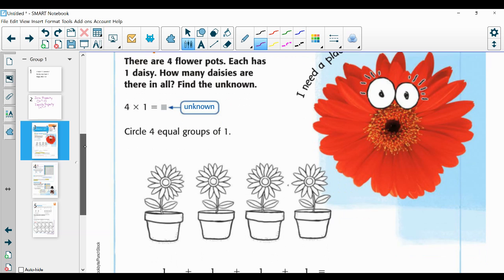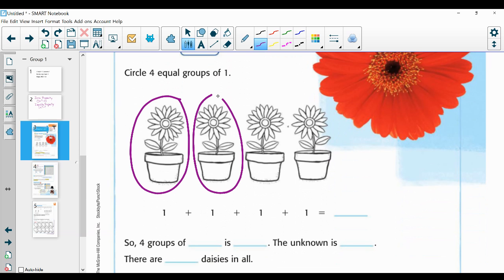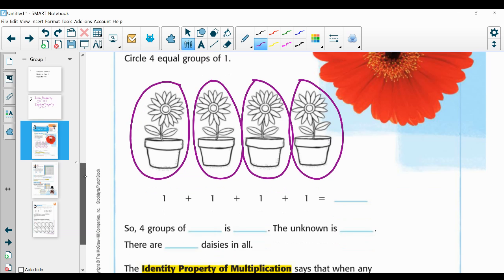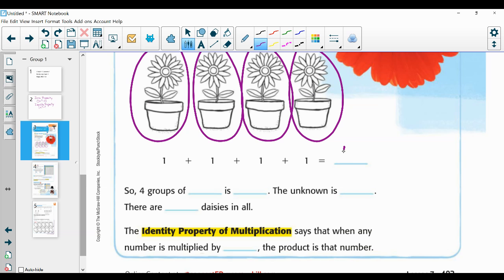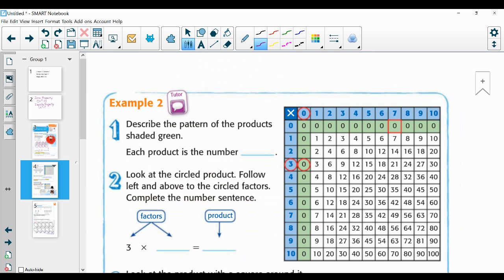So we're going to circle 4 equal groups of 1. There's 1 flower. There's 1 flower. There's 1 flower. And there's 1 flower. That is 4 groups of 1. So 1 plus 1 plus 1 plus 1 equals 4. So 4 groups of 1 is 4. The unknown is 4. There are 4 daisies in all. The identity property of multiplication says that when a number is multiplied by 1, the product is that number. Okay, let's go to the next page.